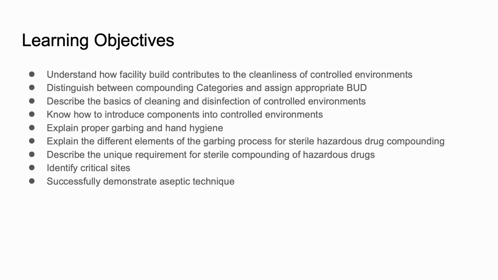The learning objectives for the CE are to understand how the facility build contributes to the cleanliness of the controlled environments, distinguish between compounding categories and assign appropriate beyond use dating, describe the basics of cleaning and disinfection of controlled environments, know how to introduce components into the controlled environment, explain proper garbing and hand hygiene, explain the different elements of the garbing process for sterile hazardous drug compounding, describe the unique requirements for sterile compounding of hazardous drugs, identify critical sites, and successfully demonstrate aseptic technique.